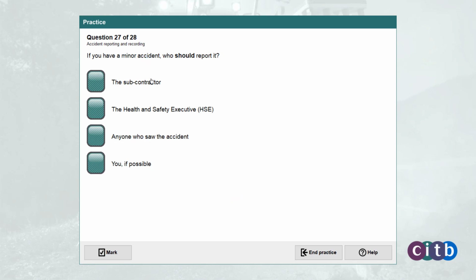If you have a minor accident, who should report it? The subcontractor. The Health and Safety Executive, HSE. Anyone who saw the accident. You, if possible.